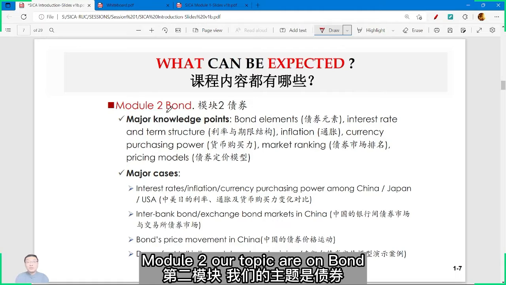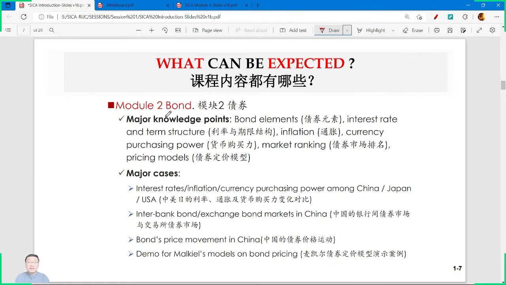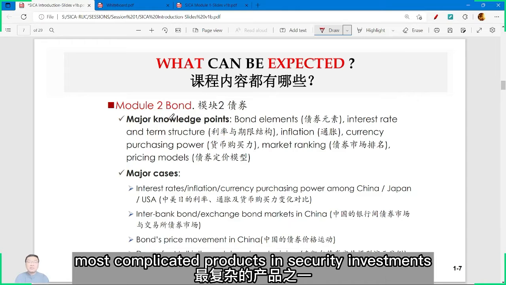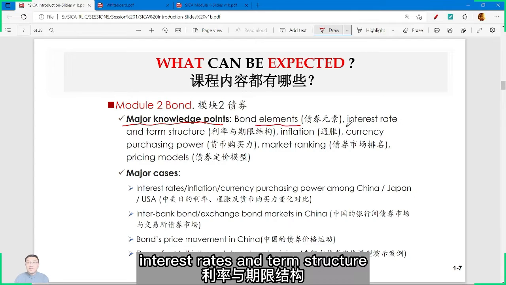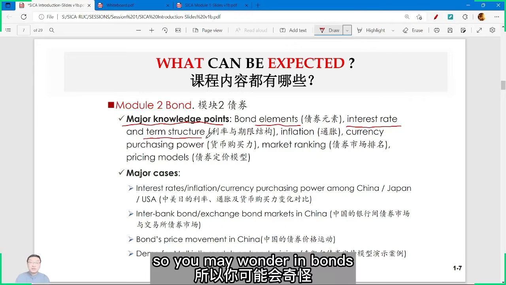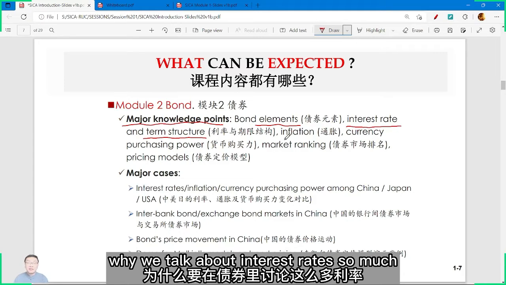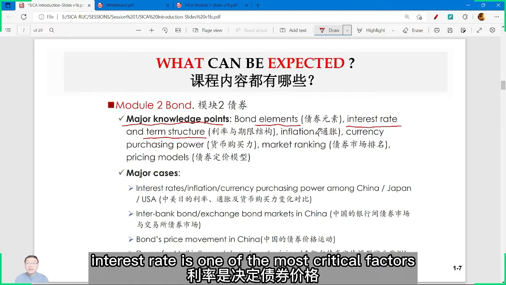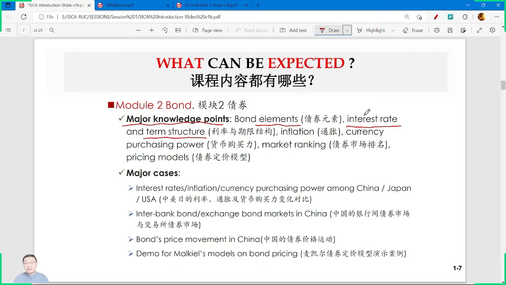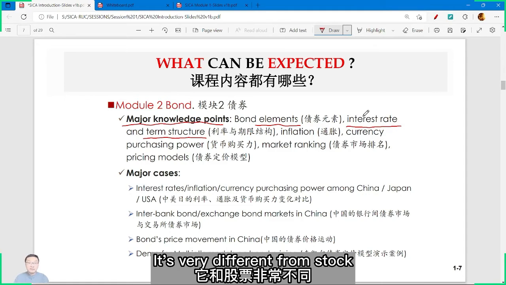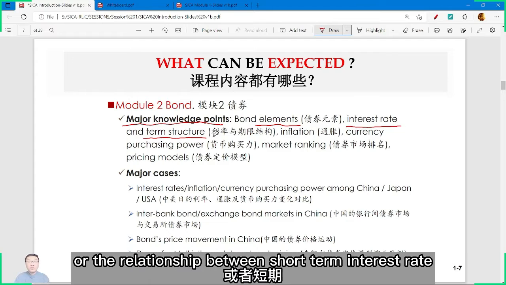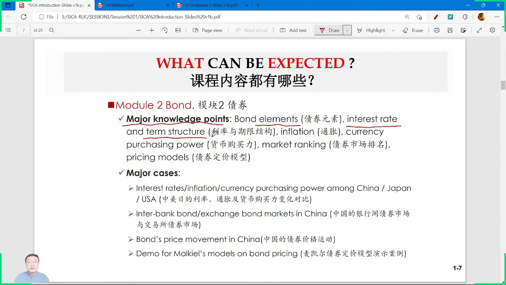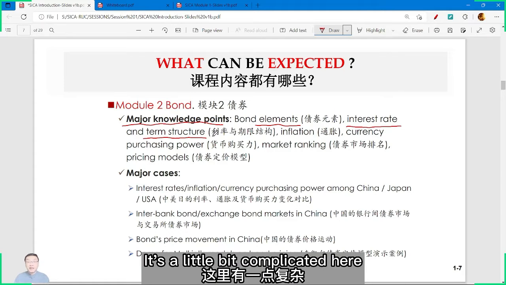Module 2. In Module 2, our topic is bonds. So bond is probably one of the most complicated products in security investments. So the major knowledge points here are bond elements, interest rates, and term structure. So you may wonder in bonds, why we talk about interest rates so much? Because in bond investment, interest rate is one of the most critical factors to determine bond price. It's very different from stock. A term structure means the term structure of interest rate, or the relationship between short-term interest rate versus long-term interest rate. It's a little bit complicated here.